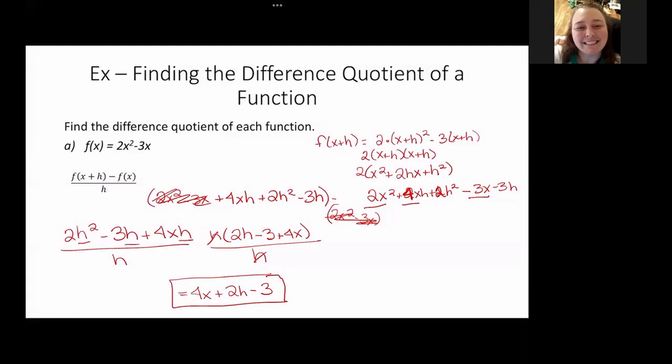Take it baby steps. So the first thing I did was I figured out this. The second thing I did was that. Then the third thing I did was divide. Baby steps. Okay, let's do another one.